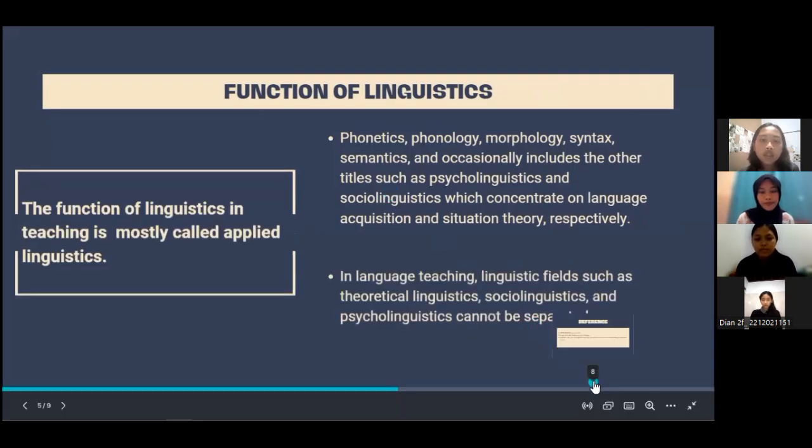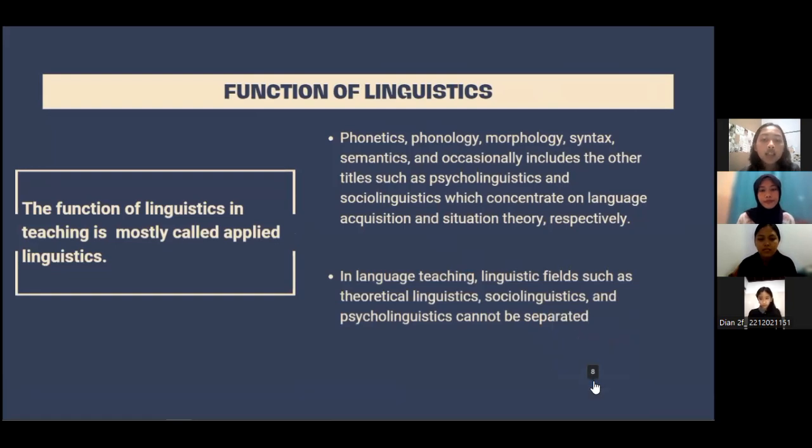Okay, I will continue with the function of linguistics. Linguistics is a measure that provides insight into one of the most intriguing aspects of human knowledge and behavior. Measuring in linguistics means learning about many aspects of human language, including sound or phonetics and phonology, word or morphology, sentence or syntax, and meaning or semantics. And the function of linguistics in teaching is mostly called applied linguistics.